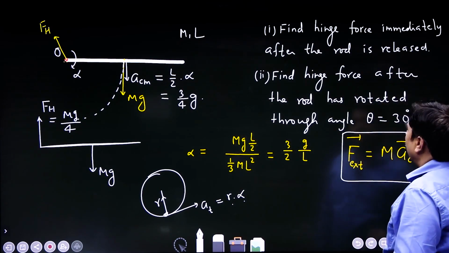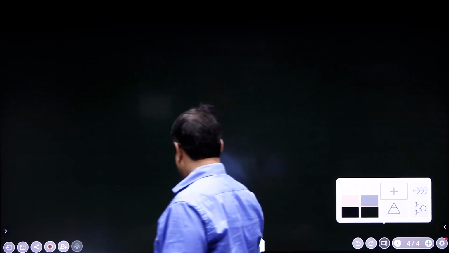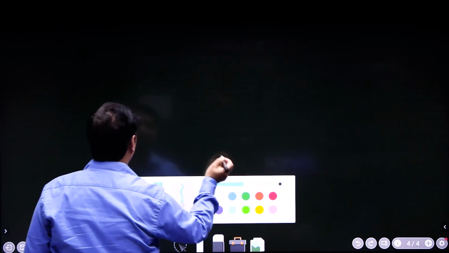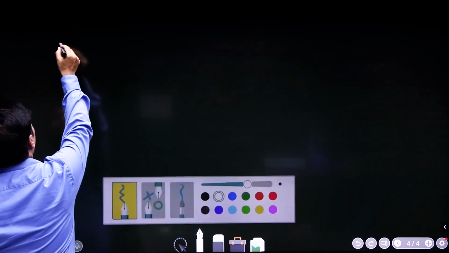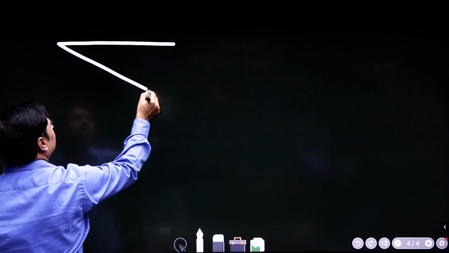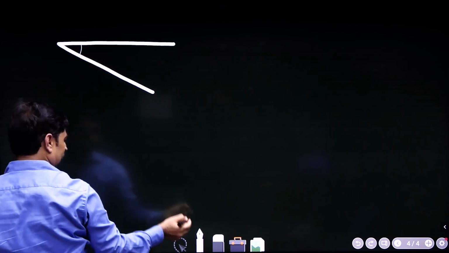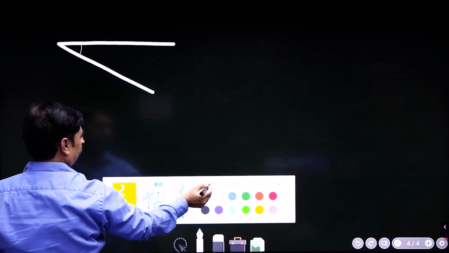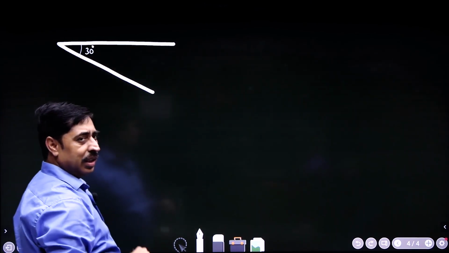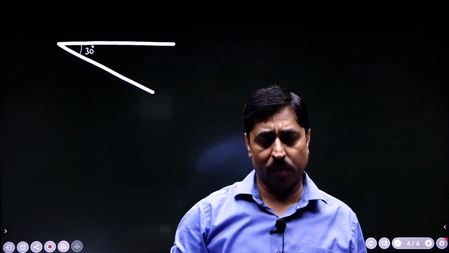In the second case, after the rod has rotated through some angle, I have given you all the fundamentals, but still I will do a few steps so that you do not find it really very difficult. So, this rod has already rotated through some angle theta. This is what the question says, 30 degree, yes. So, this is 30 degree, and in this particular position, I have to find what is the hinge force.